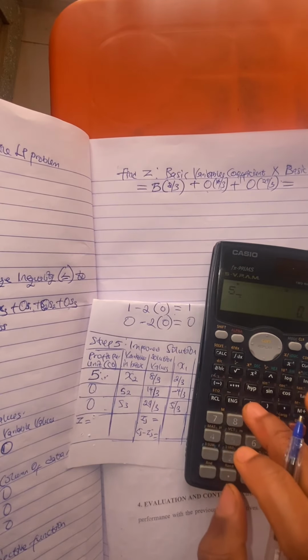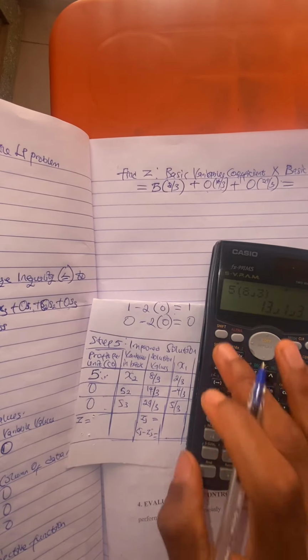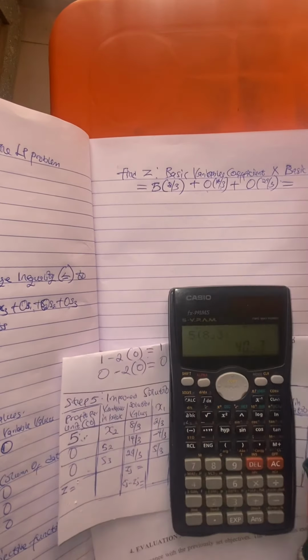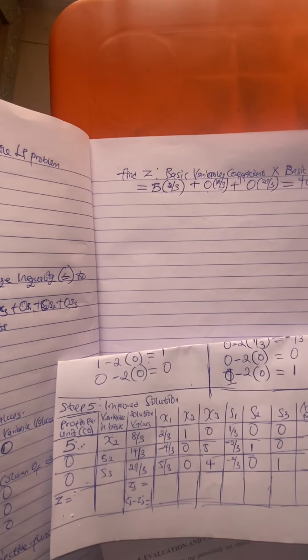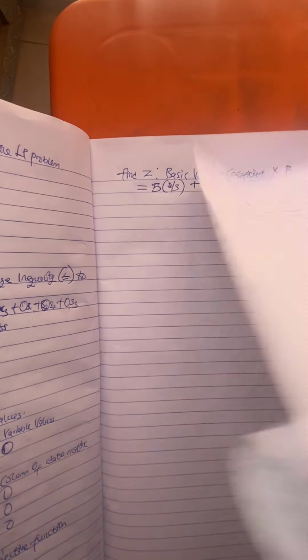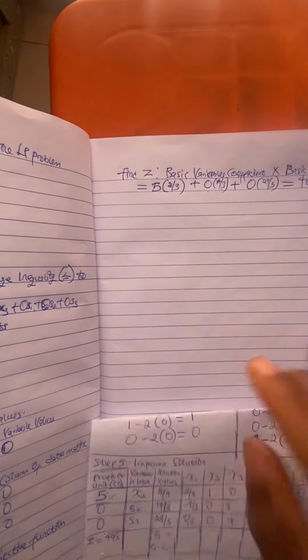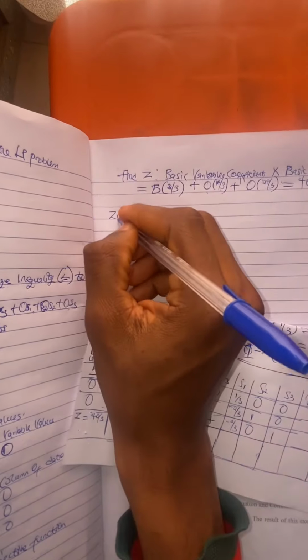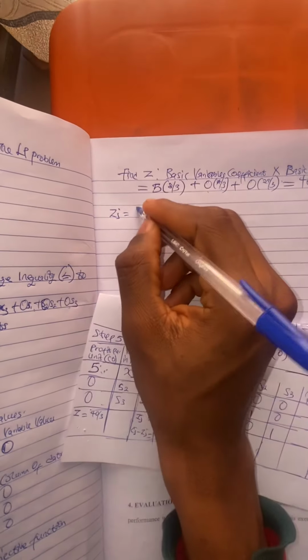5 open bracket, 8 all over 3, close bracket, right? 40 all over 3. So I was just trying to confirm. So 40 all over 3, that's your Z value. So you come here, you write your Z is equal to 40 all over 3. Then to now get your ZG, mind you, I told you our formula for ZG is what?